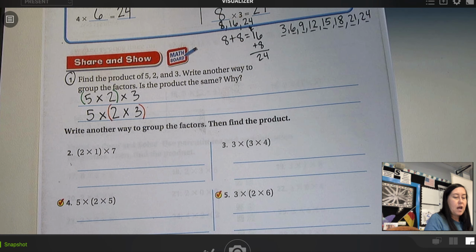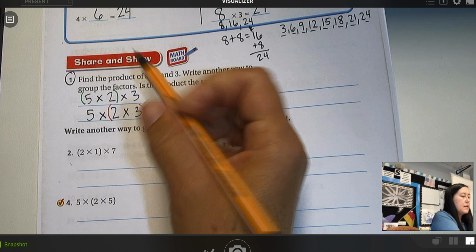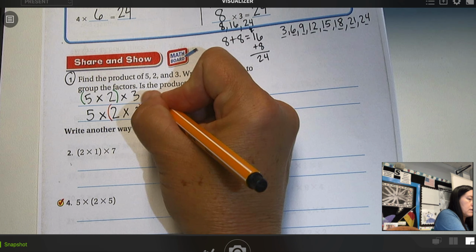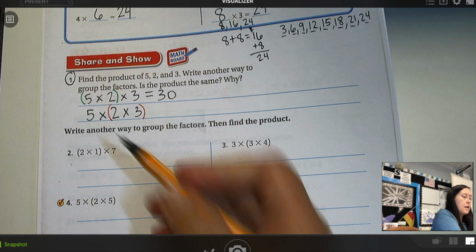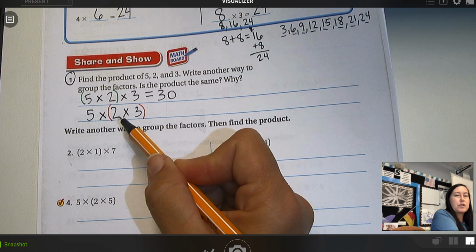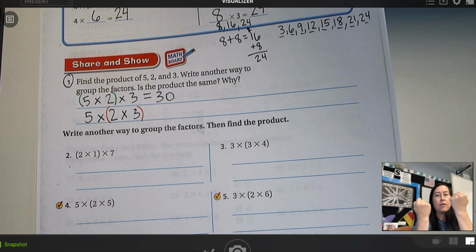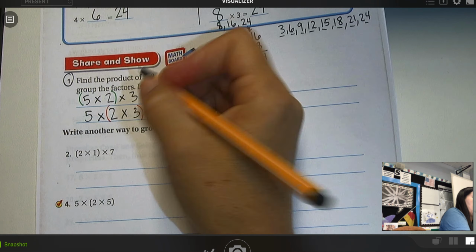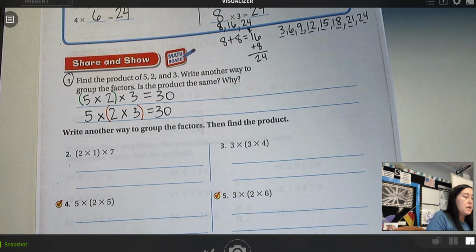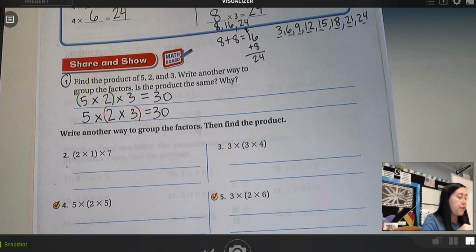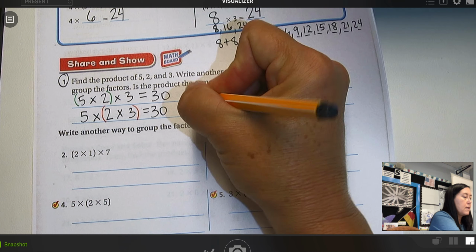Okay? So on the top way, I'm going to do 5 times 2 is 10. 10 times 3, 10, 20, 30. That equals 30. Now here, I'm going to do what's in the parentheses first. 2 times 3 is 6. I'm going to count by 5 6 times. 5, 10, 15, 20, 25, 30. So that gives me 30 also. All right, so I found the product of 5 and 2 and 3, and I wrote two ways to group the factors. Is the product the same?